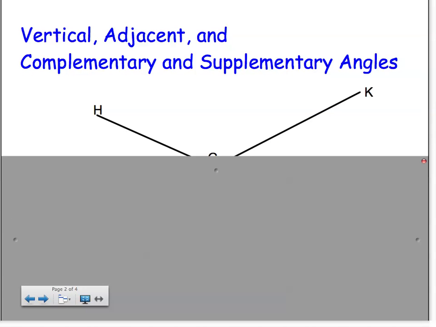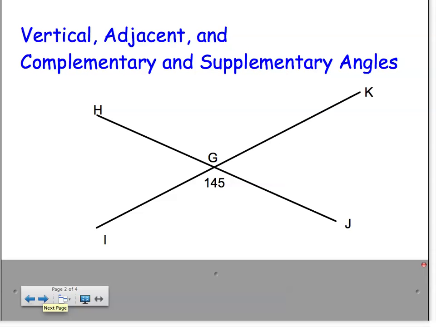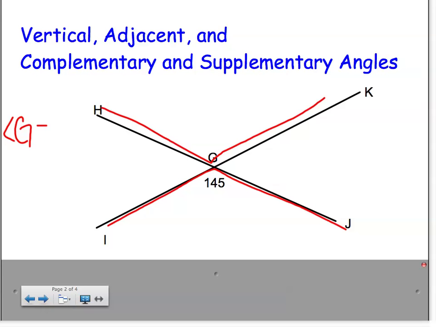Alright, the first thing that we're going to cover is going to be vertical, adjacent, complementary, and supplementary angles. Okay? The first thing that we need to define is vertical angles. Vertical angles are going to be those that are opposite of one another. Vertical angles also are always congruent. So that tells us in this picture that angle G is equal to 145 degrees because the angle across from it, right here, is equal to this angle.